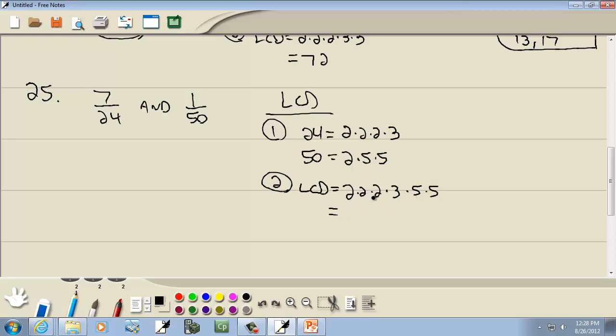2, 4, 8. 5 times 5 is 25, times 3 gives us 75. 8 times 75 is 600, I believe. Yeah, 600. So 600 would be our least common denominator.